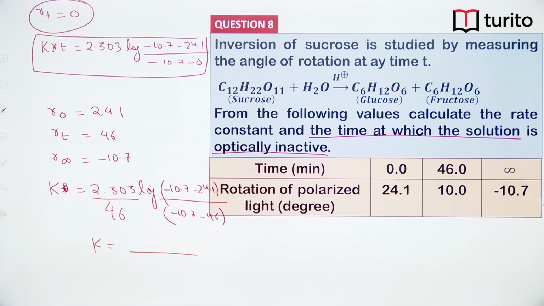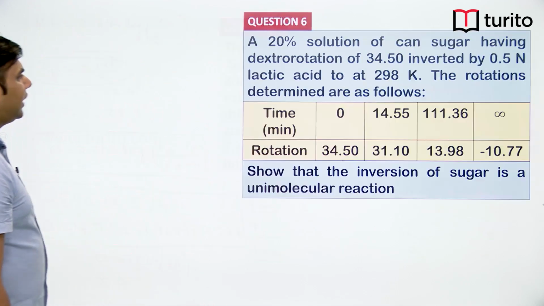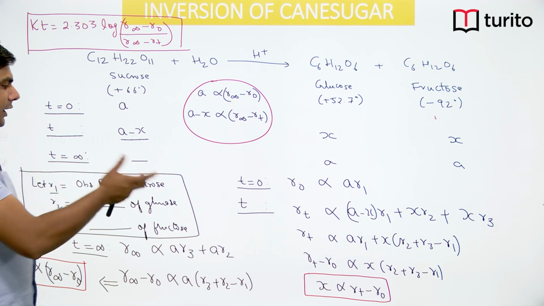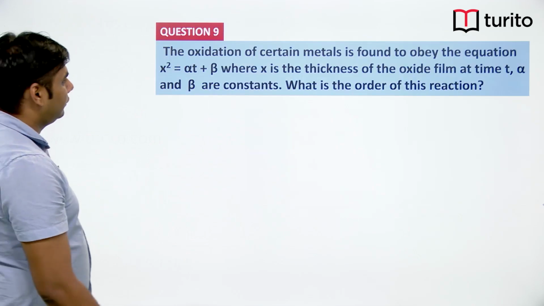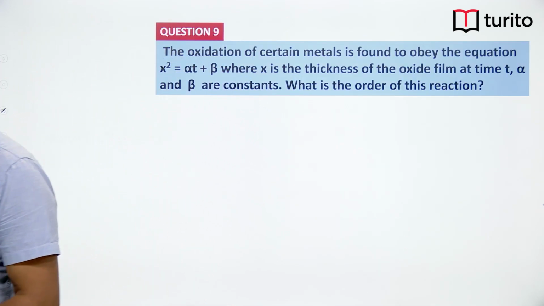This is again a beautifully crafted question, and I can consider it a difficult level question. Question number 7 and question number 8 are both good difficult level questions, but with a good understanding of the inversion of cane sugar, you will come to understand how these formulas are derived and how to approach these questions. Now let us solve this question.